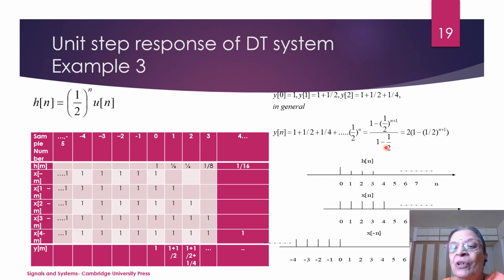So the output will be 1 over 1 minus half, which is equal to 2. So I take 2 in the numerator, and then 1 minus half raised to n plus 1. So in general format, I can write yn as 2 into 1 minus half raised to n plus 1.